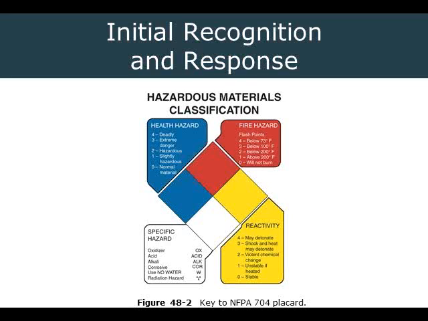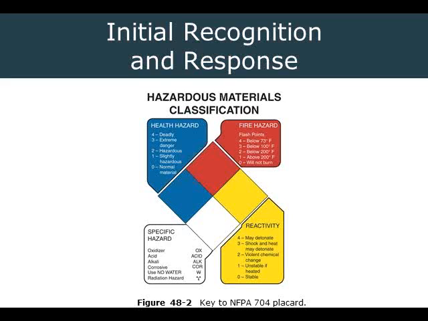It would be numbered anything from 1 up through 4. 4 is severe, and 1 is low level. So something that would be a health hazard of 4, basically they're saying this is deadly. Fire hazards show various flash points, and reactivity shows whether it's very stable or has the potential to detonate.